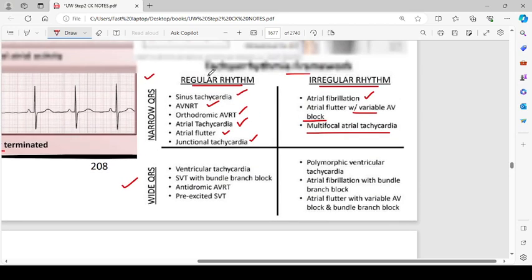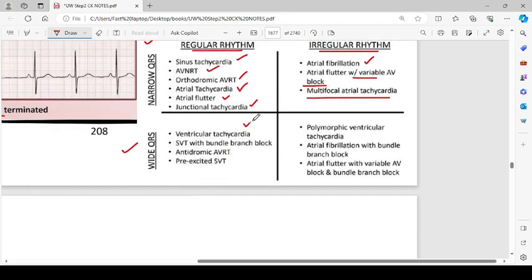Wide QRS and regular rhythm can be caused by ventricular tachycardia, supraventricular tachycardia with bundle branch block, antidromic AVRT, and pre-exciting SVT. So suppose this is the heart, these are the atria and ventricles. If the re-entrant impulse is moving from the ventricles to the atria, it is called orthodromic. If it is moving from the atria to the ventricles, it is called antidromic.